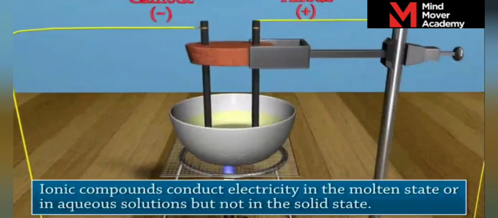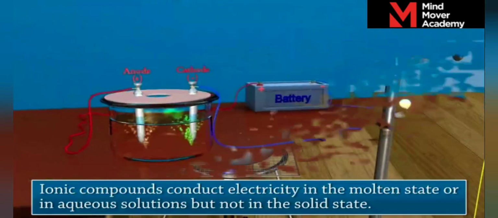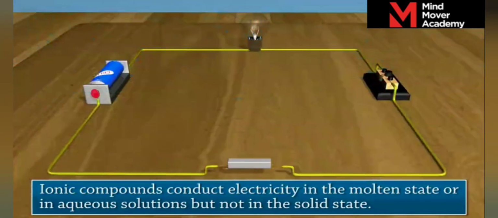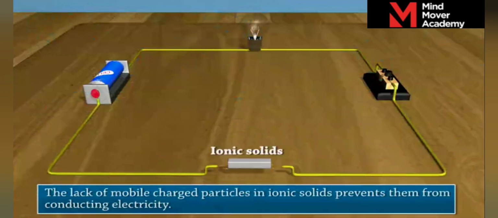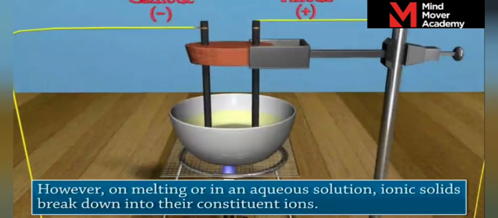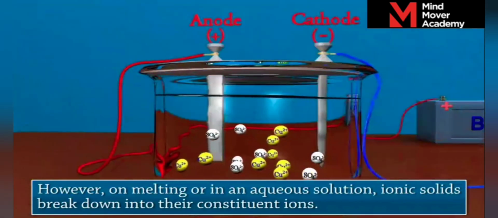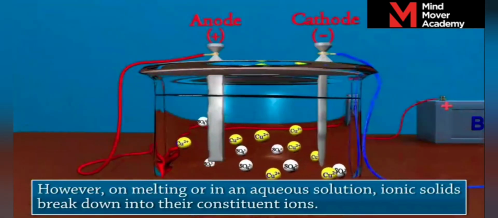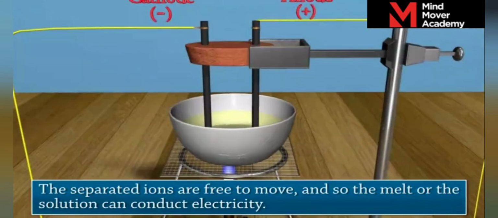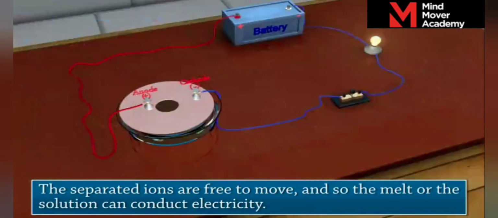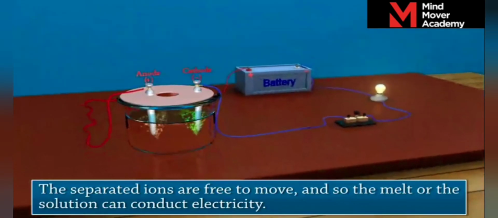Ionic compounds conduct electricity in the molten state or in aqueous solutions, but not in the solid state. The lack of mobile charged particles in ionic solids prevents them from conducting electricity. However, on melting or in an aqueous solution, ionic solids break down to their constituent ions. The separated ions are free to move, and so the melt or the solution can conduct electricity.